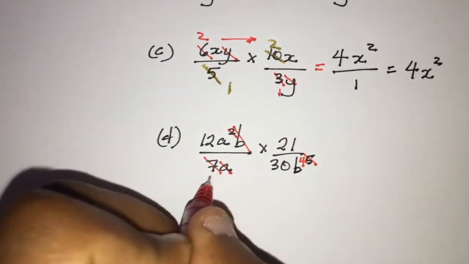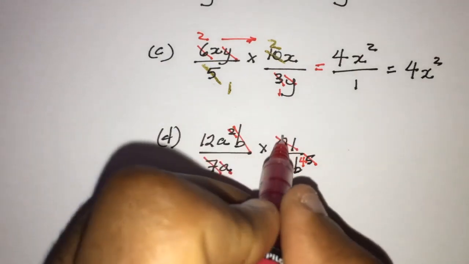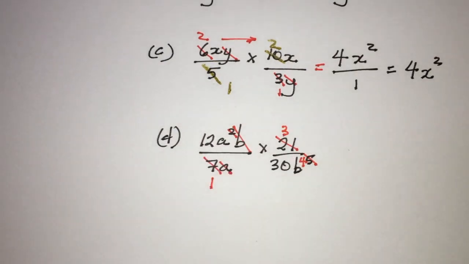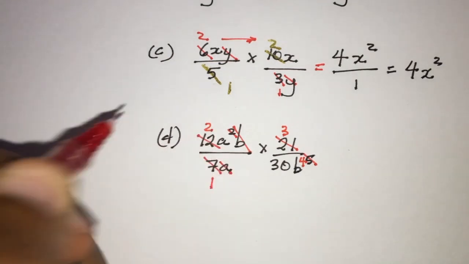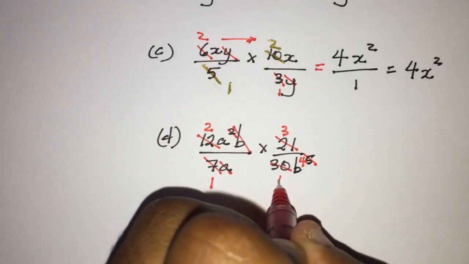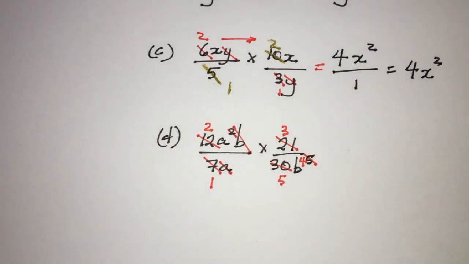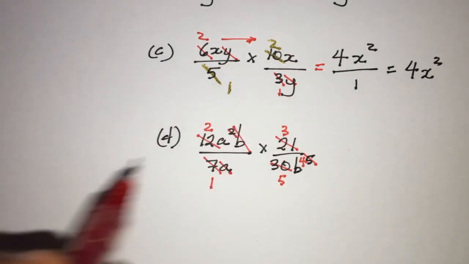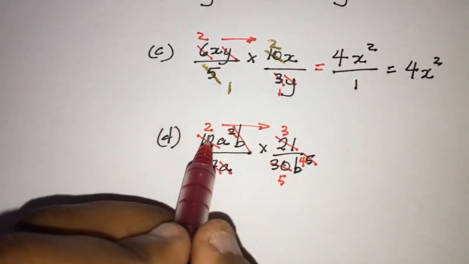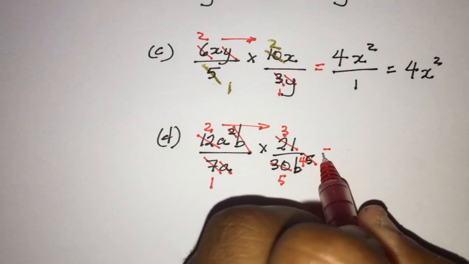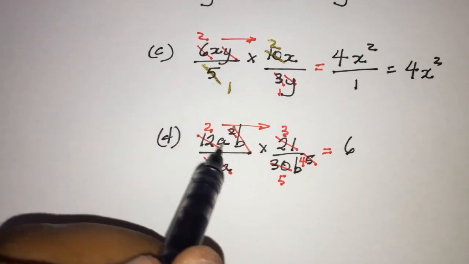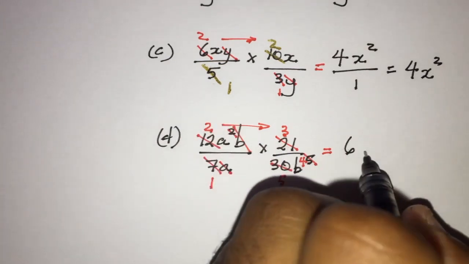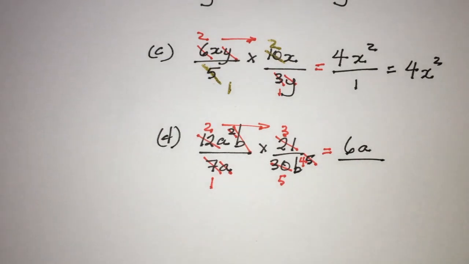Look too. 7 can go into 7 one time. 7 can go into 21 3 times. 6 can go into 12 2 times. And 6 can go into 30 5 times. So I have to look carefully now at what is left. Because we cannot reduce any further, we now have to multiply across. We'll have 2 times 3, that will give us 6. So I'm working with the numbers first so that I don't get confused. I have 1a remaining in the numerator, so I'll put it back. And that's our new numerator.